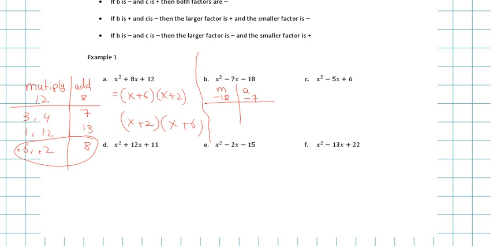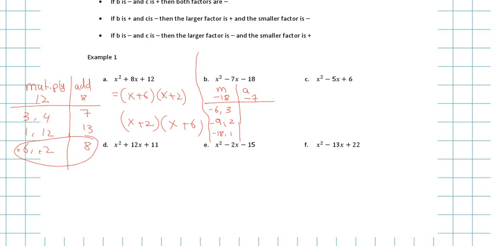The last one. So my large number is going to be negative and my small is going to be positive. Okay? So you said 6 and 3. Negative 6 and 3. Okay, what else? Multiply to negative 18. 2 and 9. So 9 and 2, and I have negative 9. Okay? What else? Negative 18 and 1. Okay, what does this add to?